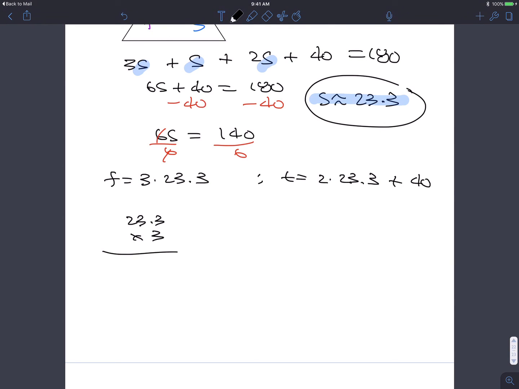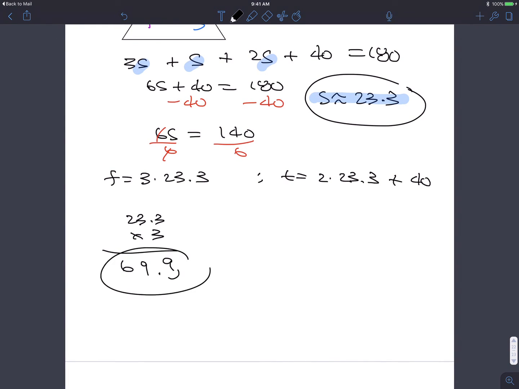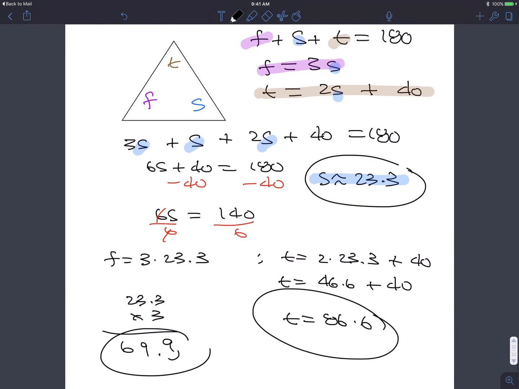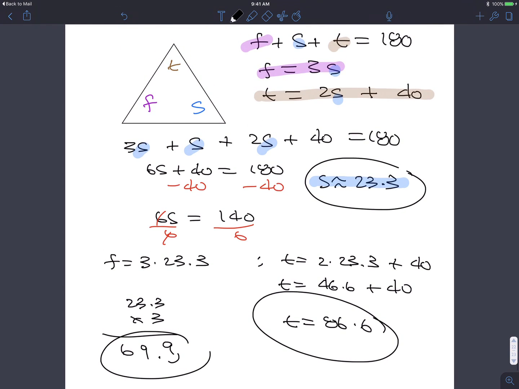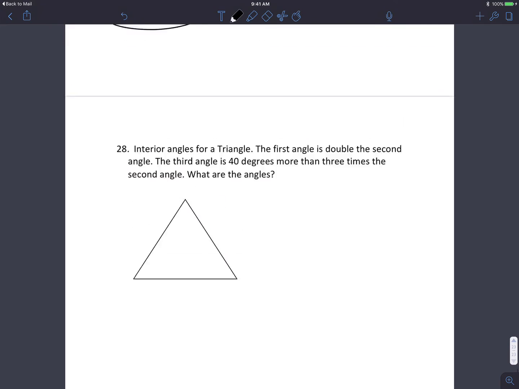Let's bring out the algorithm here for this. 9, 9, and 6, 69.9. Double this, so T will be double 46.6 plus 40, and then add, and so it looks like T is 86.6. So 69.9 for the first angle, 23.3 for the second, and 86.6 for the third. And that's it. We're done.